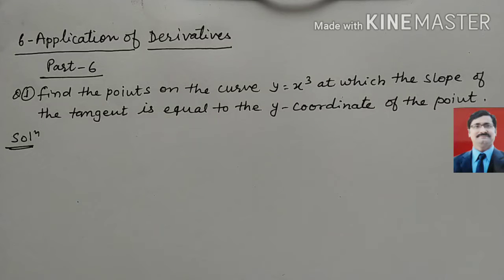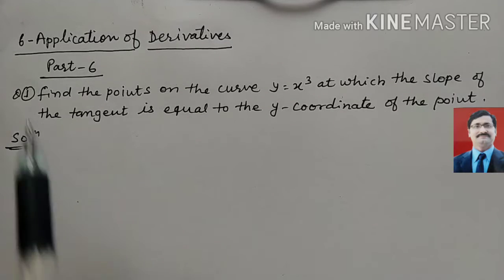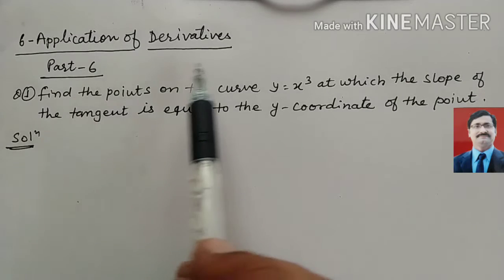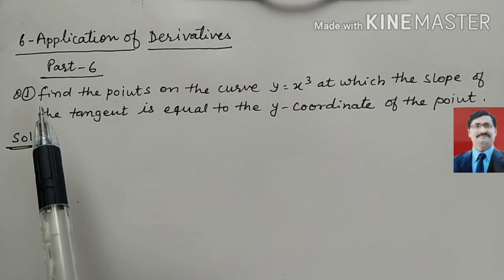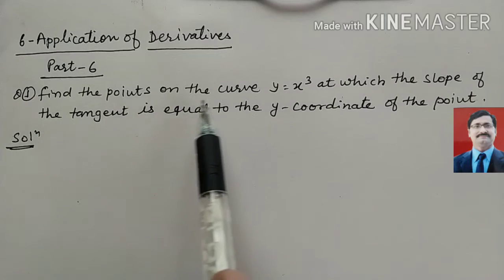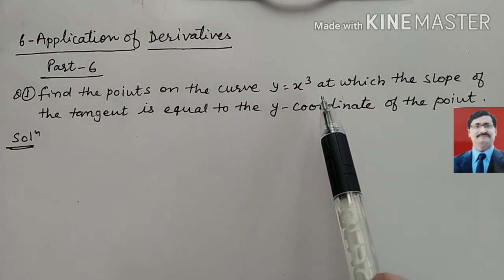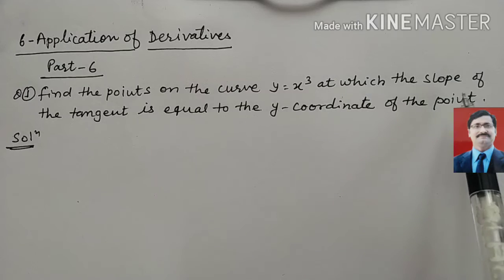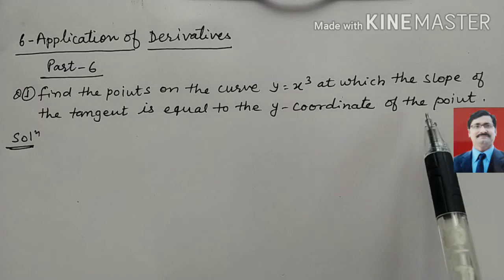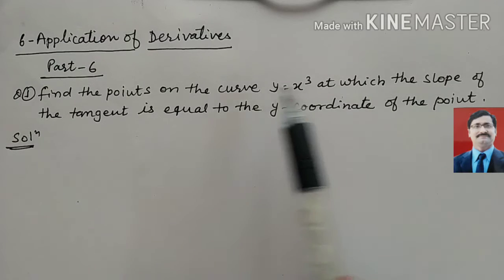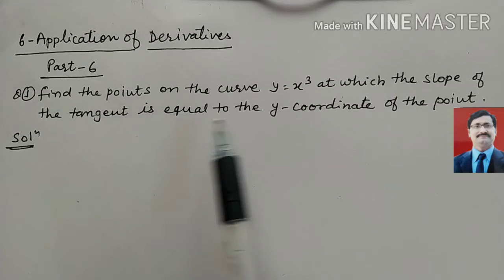Good morning students. Today we will start the sixth part, that is application of derivatives. Part 6. Now here the question is: find the point on the curve y equal to x cube at which the slope of the tangent is equal to the y coordinate of the point. So look here, we have to find the points on the curve.